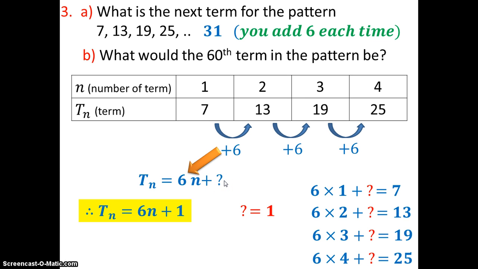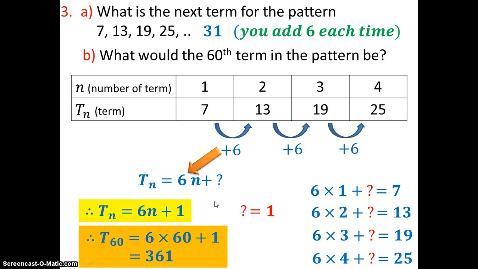So here's my equation. How do I find the 60th term? I substitute in 60 for the n. So I'd have 6 times 60 plus 1. That would be my answer.